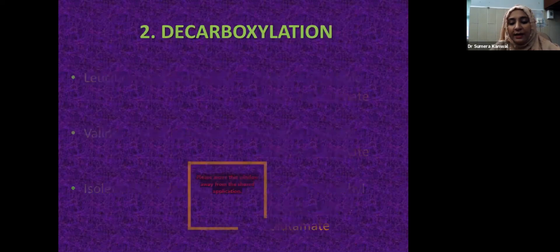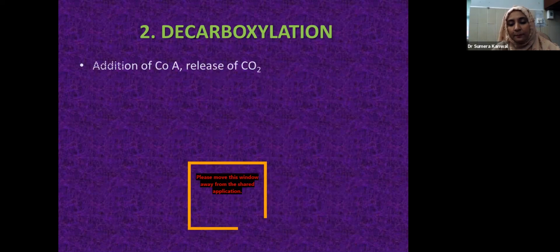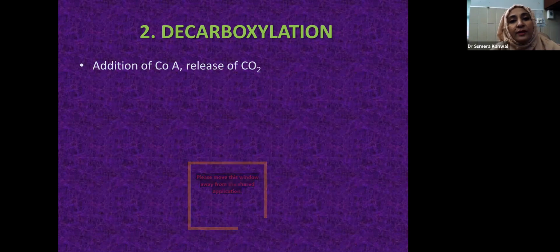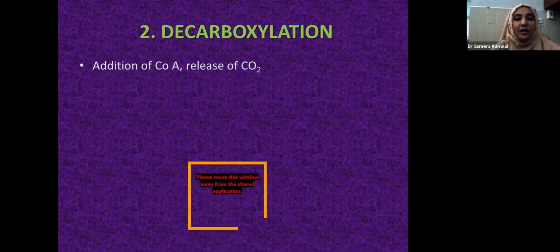Okay, now after transamination, the second step is the oxidative decarboxylation. Basically, there are different reactions occurring. That's why these enzymes require NAD, FAD, TPP, CoA, and lipoic acid for their activity. There is a mechanism of oxidation, there is a mechanism of decarboxylation, and there is the mechanism of addition of coenzyme A to these alpha keto acids which are coming from the transamination of branched chain amino acids.